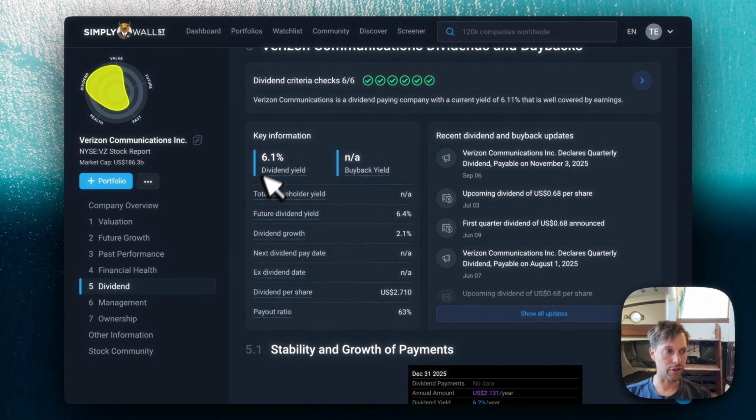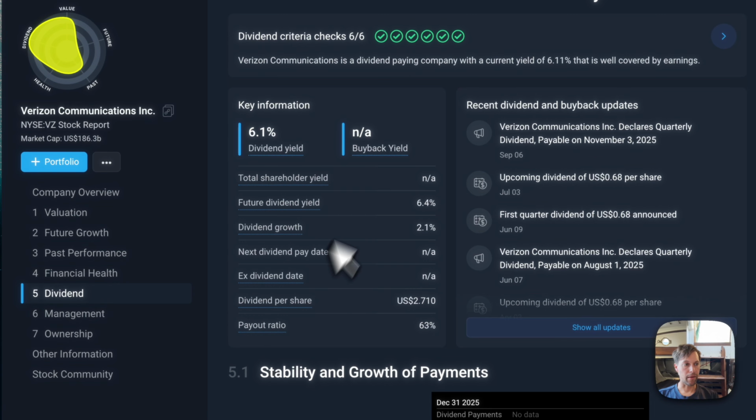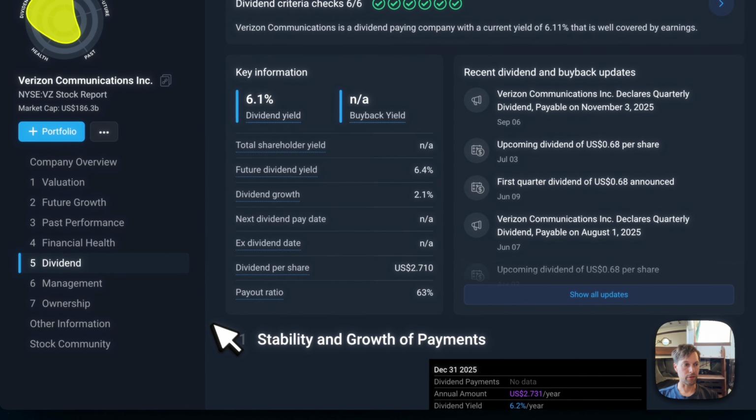Let's look at that. So it's a great yield at 6.1%. Doesn't seem to be doing any buybacks, but it's a really good yield. Dividend's growing, 2.1. It's growing slowly every year. It's not a particularly high growth rate for the dividend, but it is growing. That's why the forecast yield is a little higher.